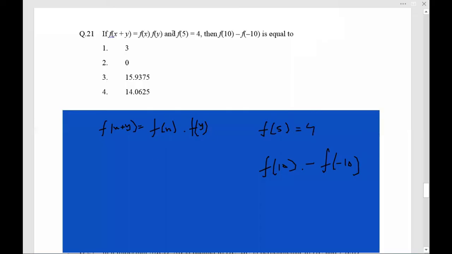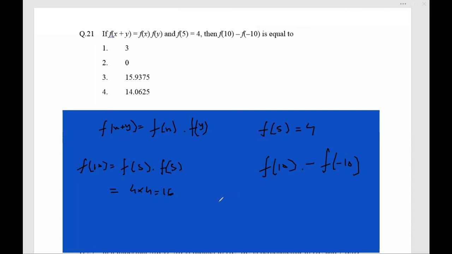One thing which you can very easily find out is f(10). How? I can write f(10) as f(5) into f(5). That will be how much? f(5) is 4, so 4 into 4, that is 16. So f(10) we can easily find out. Now the job is to find out f(minus 10).